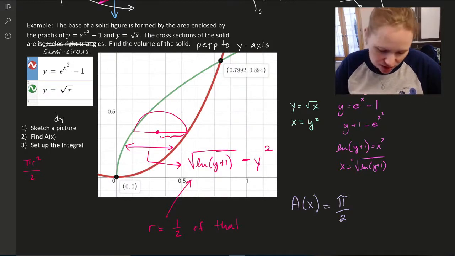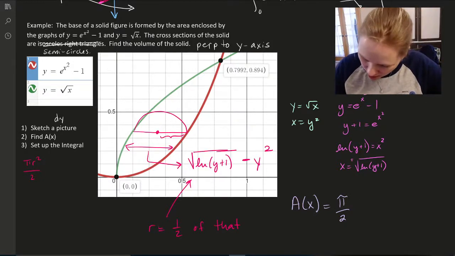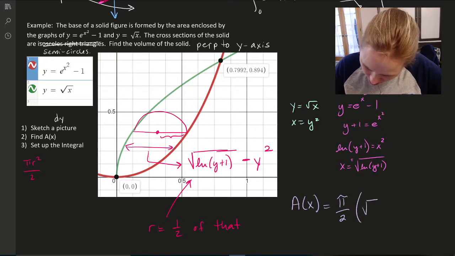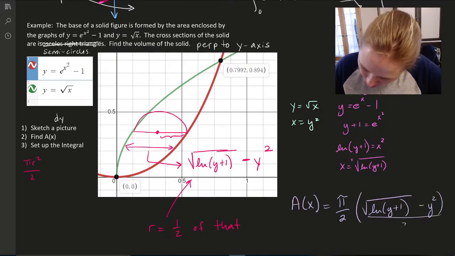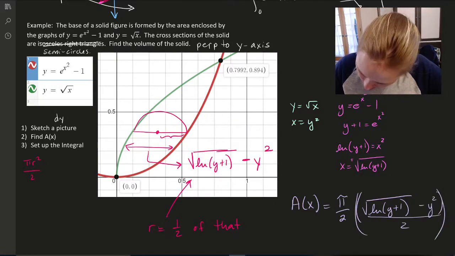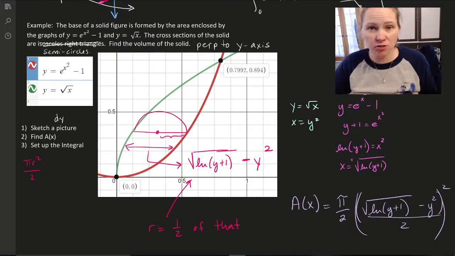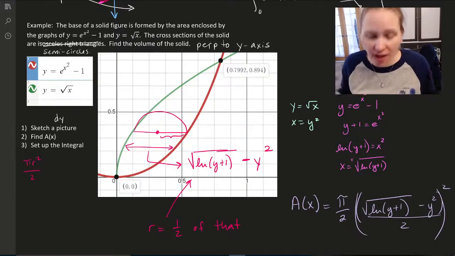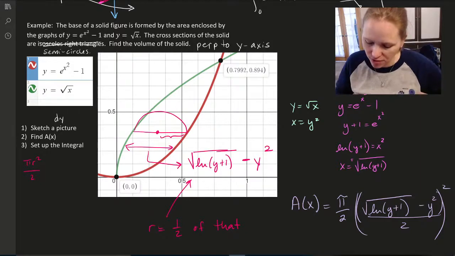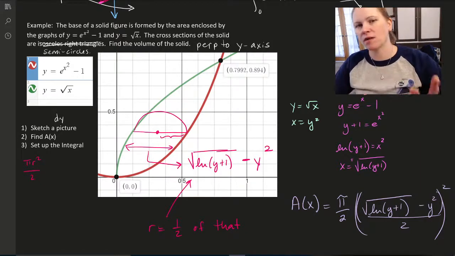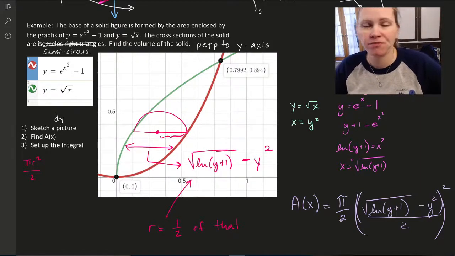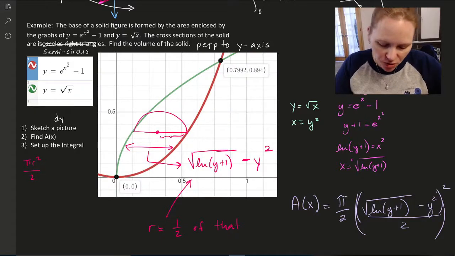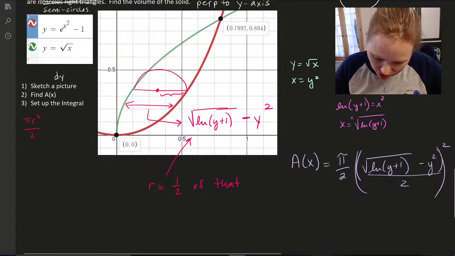Okay, this is where it gets tricky, right? I said this was the trickiest we would see. So here we go. The square root of ln y plus 1 minus y squared, all over 2, squared. So everything gets squared, even the 2, because the radius is half of that distance, and you're squaring the entire radius. So let's just set up our integral. We're not going to evaluate it. I think just setting it up is pretty sufficient. So let's see what it looks like.